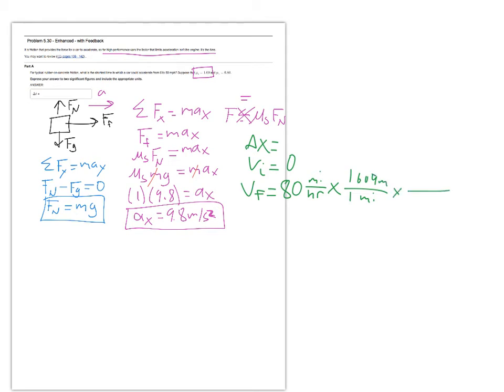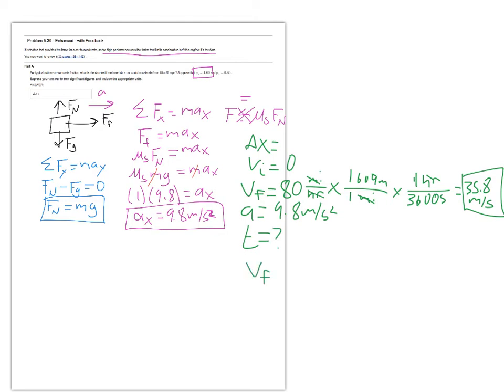1 hour is 3,600 seconds. And so I end up getting a final answer here of 35.8 meters per second is my final velocity. And my acceleration is 9.8 meters per second squared. That's what I just found, so I can solve for my time.